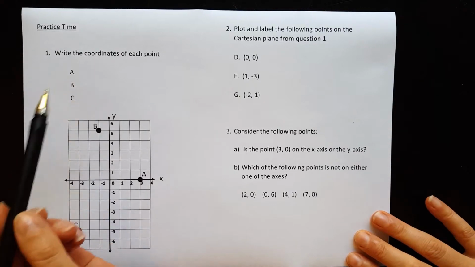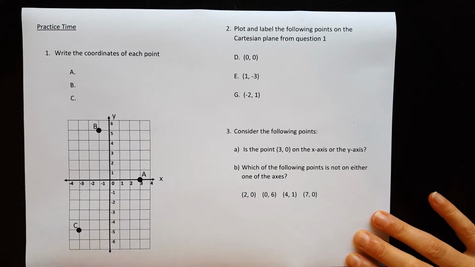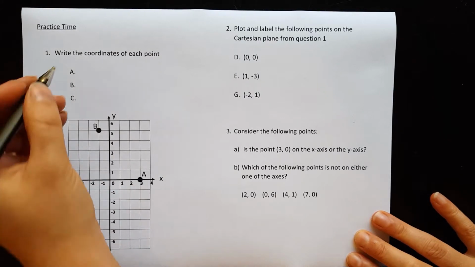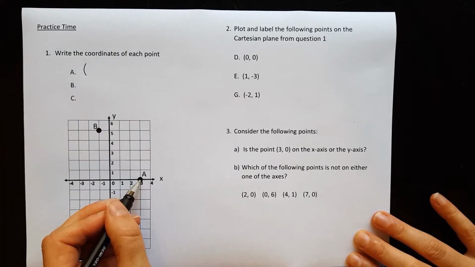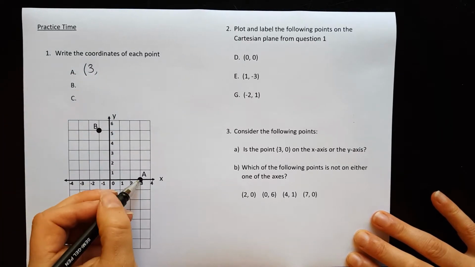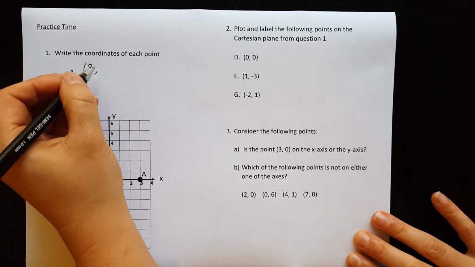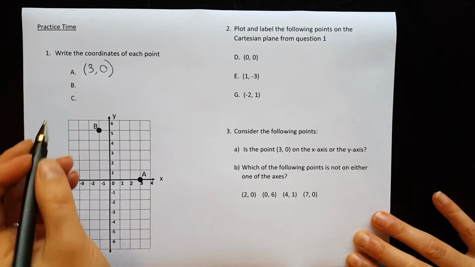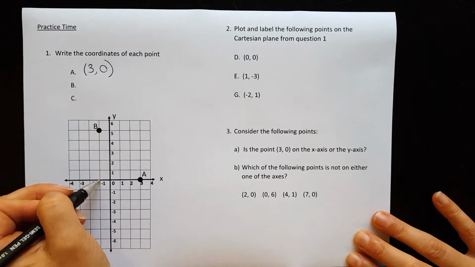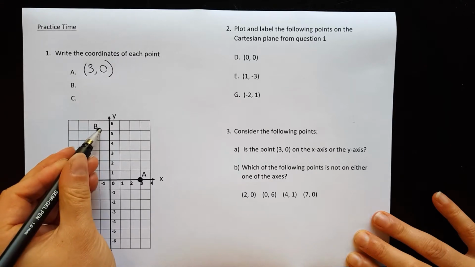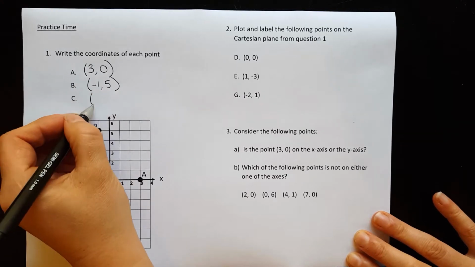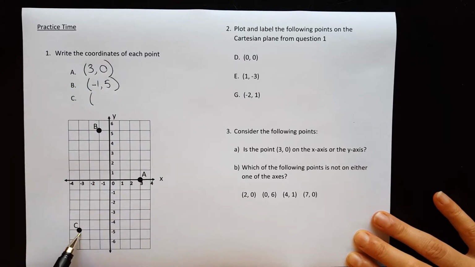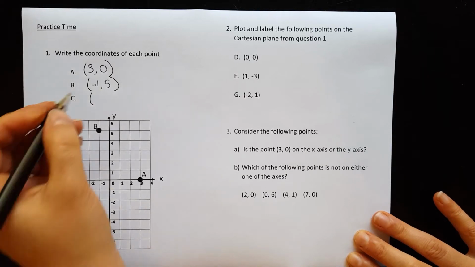So for question 1, we want to write the coordinates of each of the points shown here. For A, the coordinates will be, start with the x value, it's right on the 3. Okay, and the y value, it hasn't gone up or down, it's on 0. B, the x coordinate is here, -1, and the y coordinate is 5. -1, 5. And C, right down here, the x value is -3, the y value is -5.